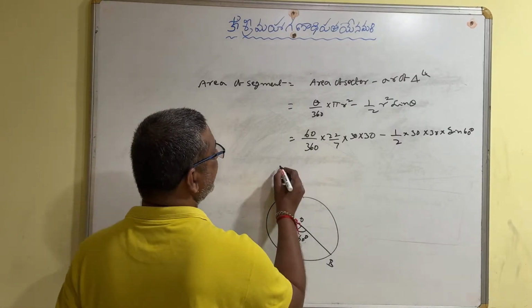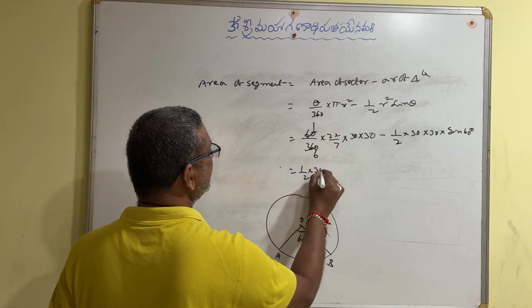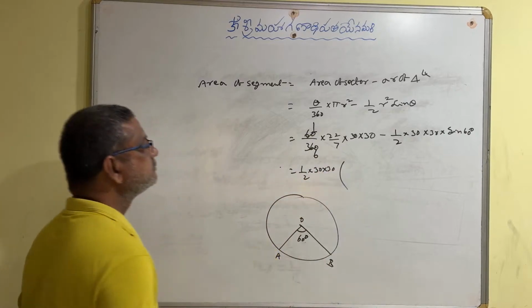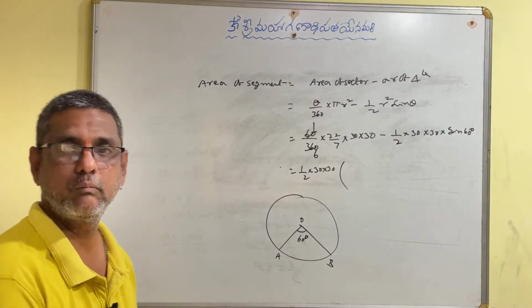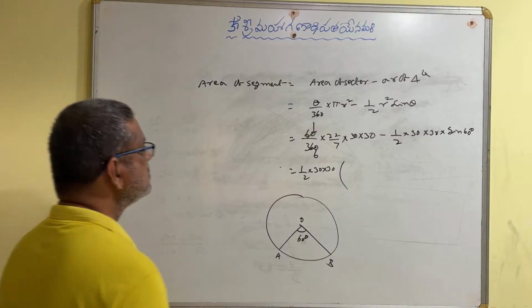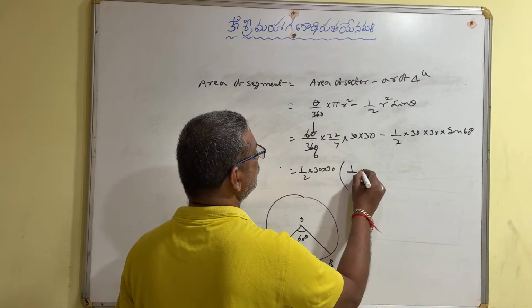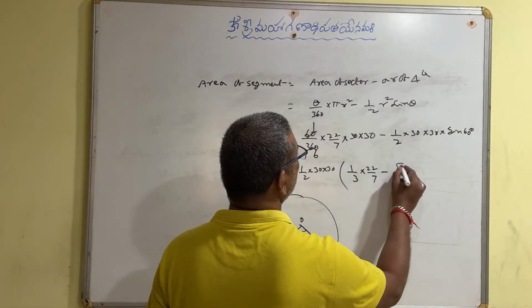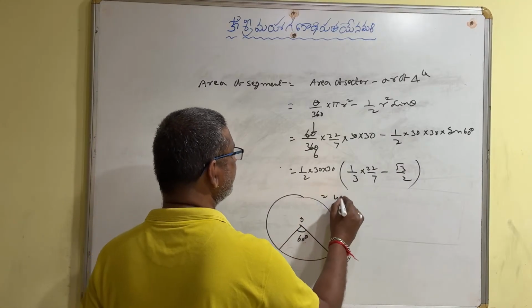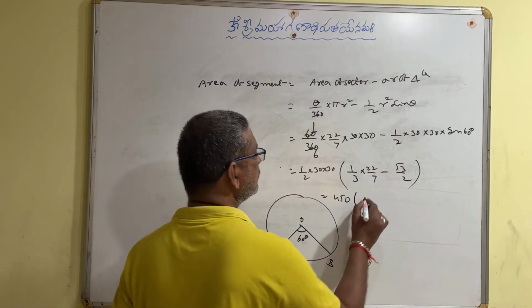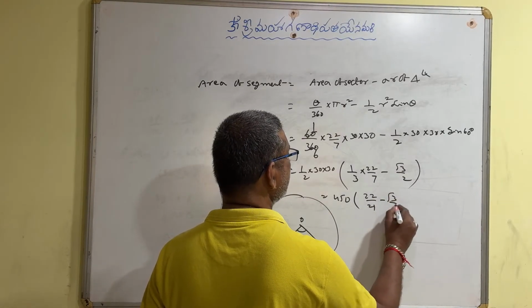Now simplify. We can take half into 30 into 30 common. What is remaining? 1 by 3 into 22 by 7 minus root 3 by 2. So 450 into 22 by 21 minus root 3 by 2.